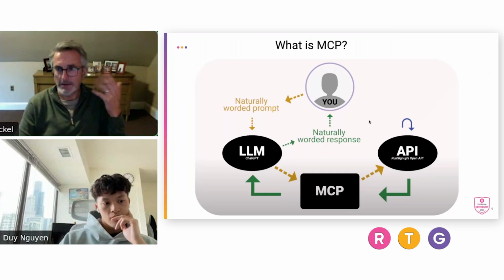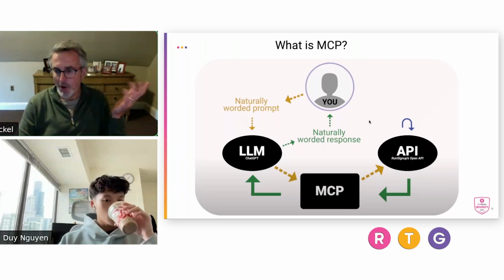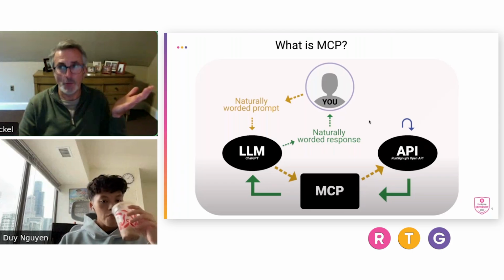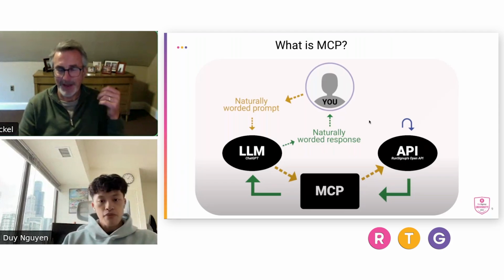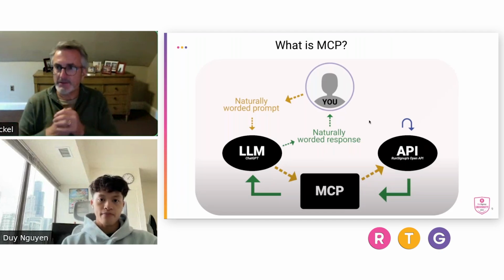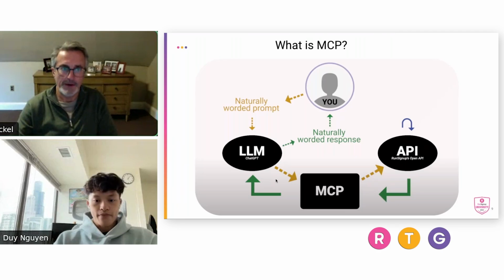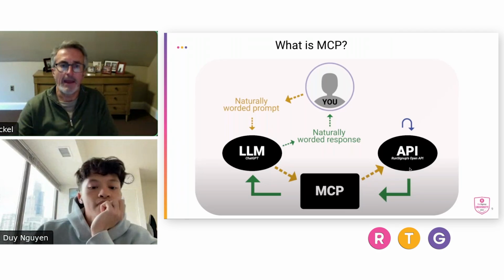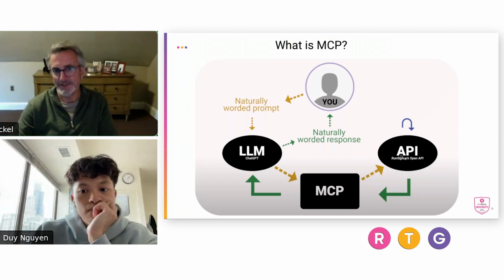MCP is a protocol that was invented by Anthropic and introduced actually 1 year ago, in November of last year. And the industry has really coalesced around this standard. What it does is provide an interface between the large language models like ChatGPT and real transactional systems, and they do that via API.